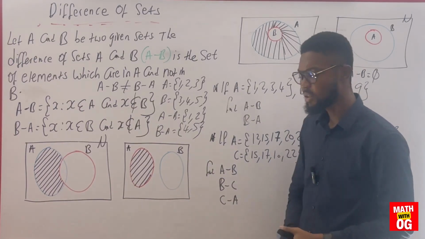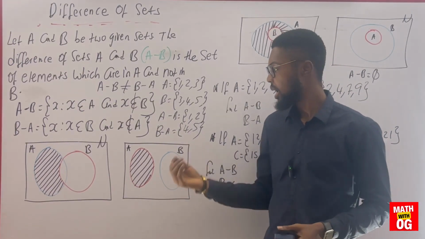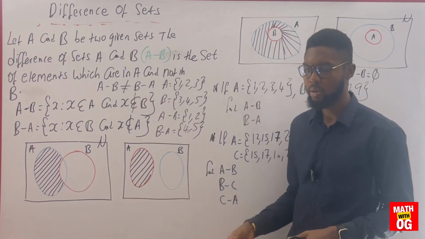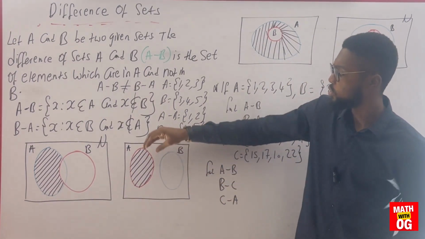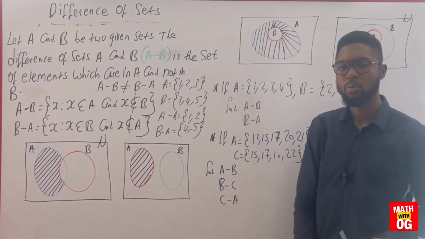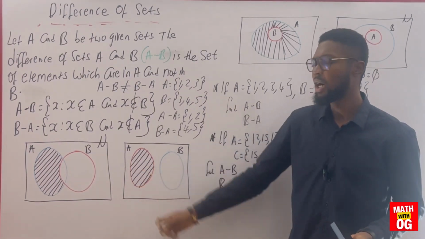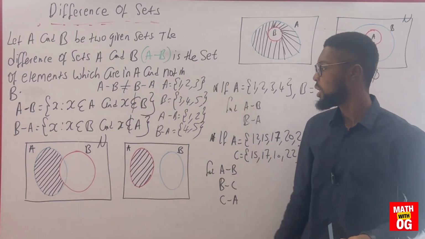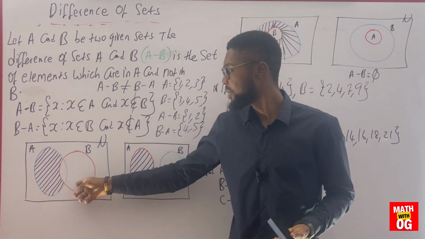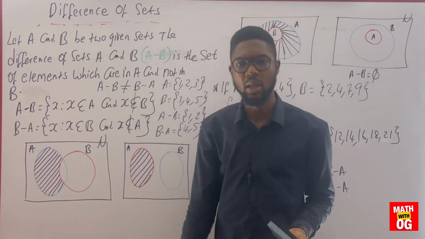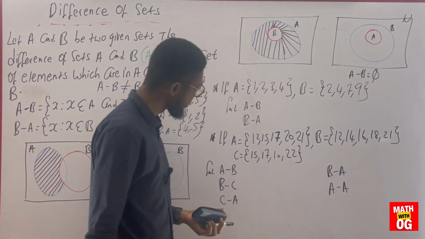Similarly here, we are looking at disjoint sets, elements in A that are not in B. Everything in A is not in B because they are disjoint sets. So we shade everything in A and this side will be left empty. If it's B − A, we shade everything in B only, and this intersection and everything in A will be left empty.